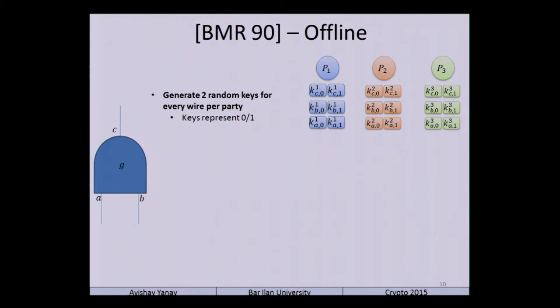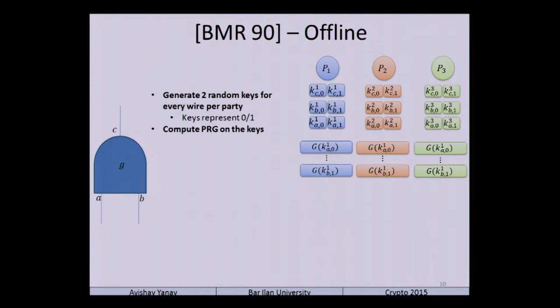The second thing that they do is to compute a PRG on their keys. They compute a PRG on their keys, and they also generate one bit for every wire in the circuit. So here we have three bits, lambda A, lambda B, and lambda C for wires A, B, and C. And the purpose of those bits is to hide the interpretation of the keys.